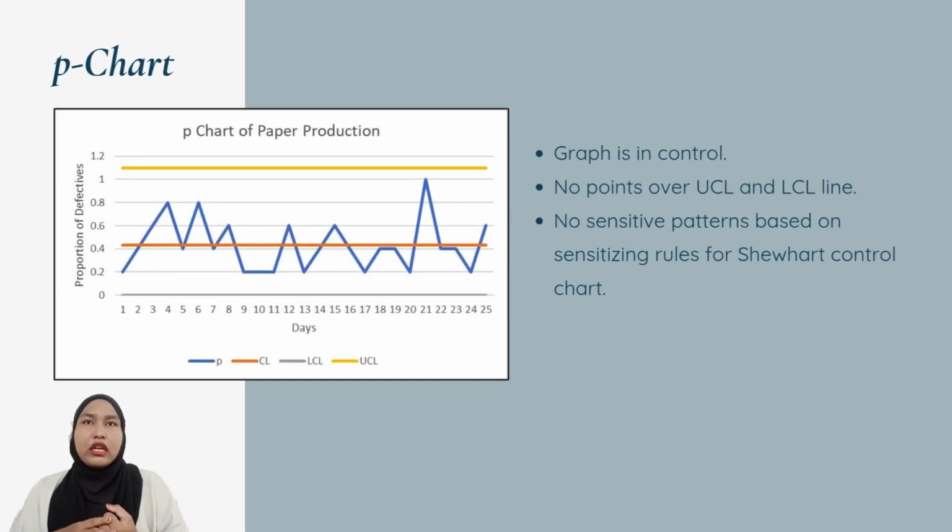Next, this is the graph that we get from the values that we calculated before, and it shows that the process is in control, where no points are over the upper control limit and lower control limit. And it also has no sensitive patterns based on sensitizing rules for the Shewhart control chart.